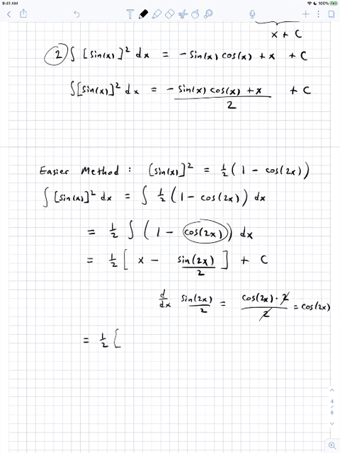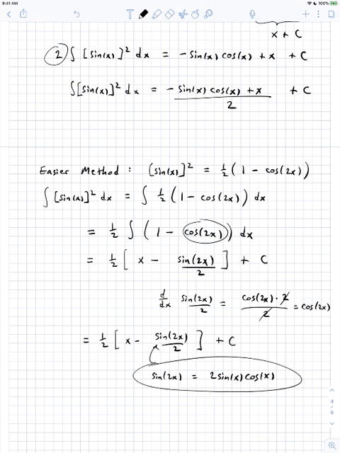At any rate, this is your answer. 1/2, I guess I am going to just rewrite it out again, x minus sine of 2x over 2 plus c. Now, this might not look immediately the same as what you had before, but you can use a trig identity on that sine of 2x. Sine of 2x is equal to 2 times sine of x cosine of x. If you plug that into here, these 2's will cancel, and you'll end up with exactly the same thing that we had before.